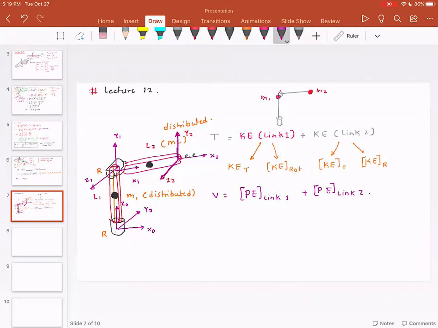The good news is we already have the information that we need. So what are we going to look at from the forward kinematics? Look at the solution for the forward kinematics, and let's try to see what information we need. For kinetic energy in translation, let's look at link one. I'm going to look at link one, and I'm going to look at kinetic energy in translation.